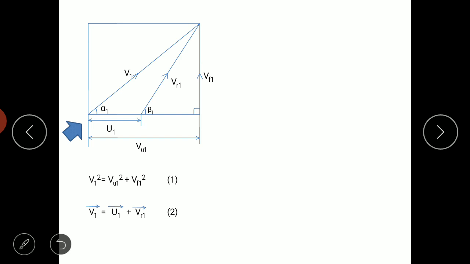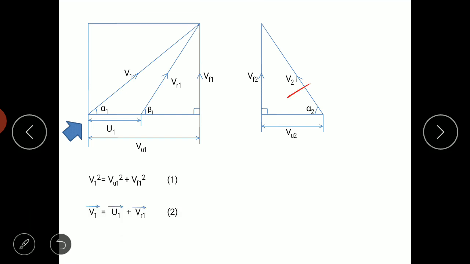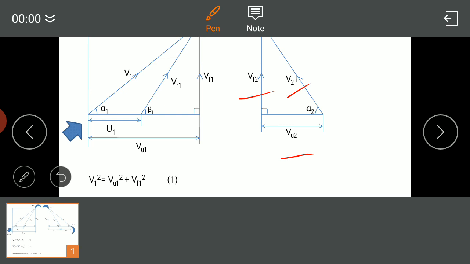Further, this is the outlet velocity triangle. After striking the rotor blade, v1 is getting converted into v2. You can see here v2, and this is split into mutually perpendicular directions, vu2 and vf2. Again here vu2 is useful for us. This contributes to the work done.